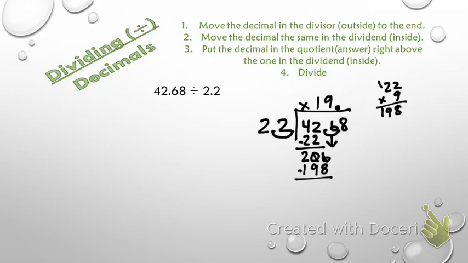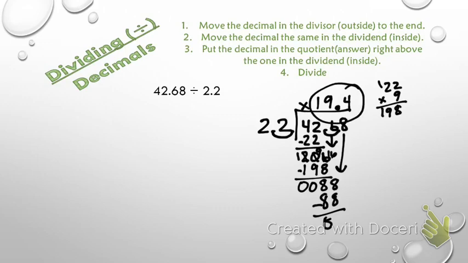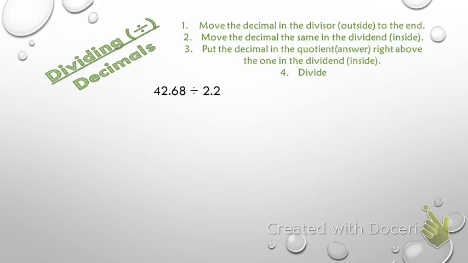You can't take 6 from 0, so we got to borrow from the 1. Then we're going to borrow again from the 0, which makes it a 9 and a 16. So we have 8. Okay, so I'm going to bring down that last 8. 22 can go into 88 4 times. So then our answer would be 19.4. And I think that is the last one. That is it.